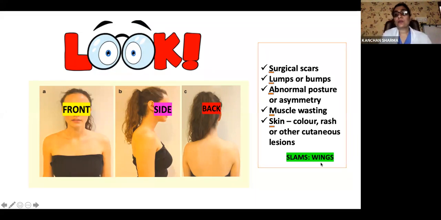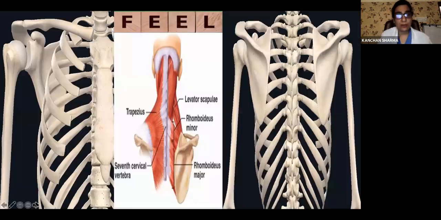If you want to remember it, that is the SLAMS wing. S is for your surgical scars, L is for your lumps, A is for your abnormal posture or asymmetry, M is for your muscle wasting, S is for your pathologies over the skin, and then wing is for winging of the scapula. Okay, so now we have looked at the skin.